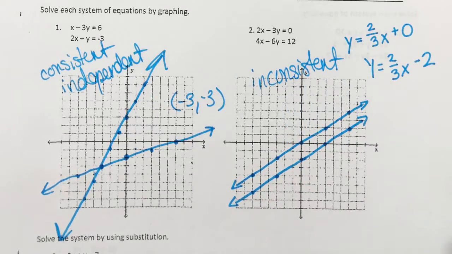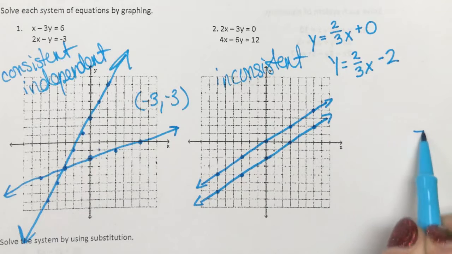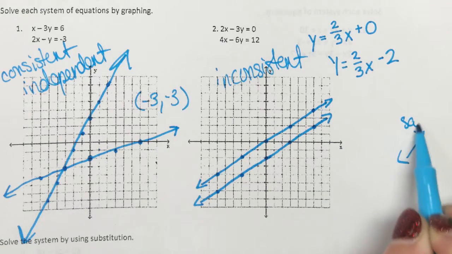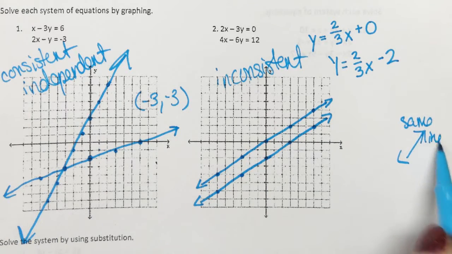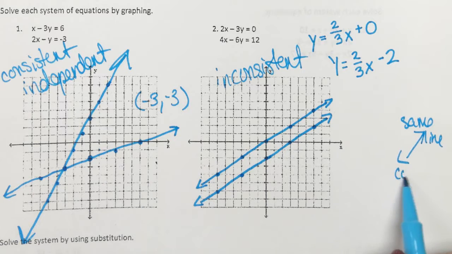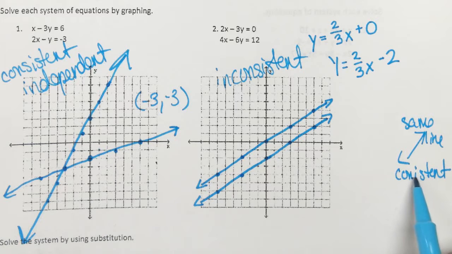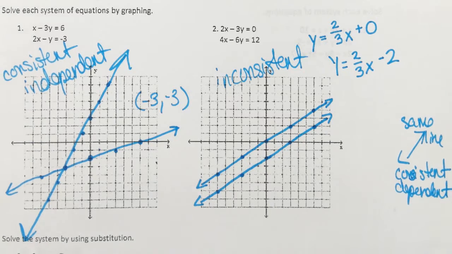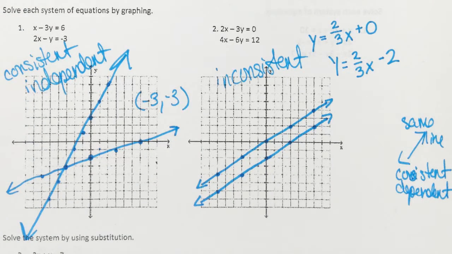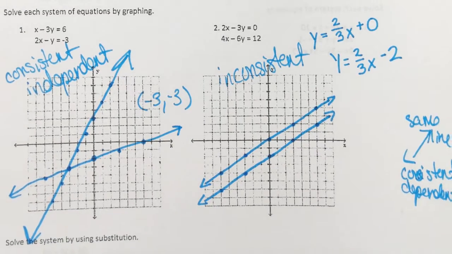And just to make sure we're okay, if they were the same line, what do we call those? Consistent, and I just spelled that wrong. Consistent. There we go. Consistent and dependent. There you go. Are y'all okay? Does this bring back some memories from Friday? All right. And then Aaron's going to come up here and do number 3 for us.